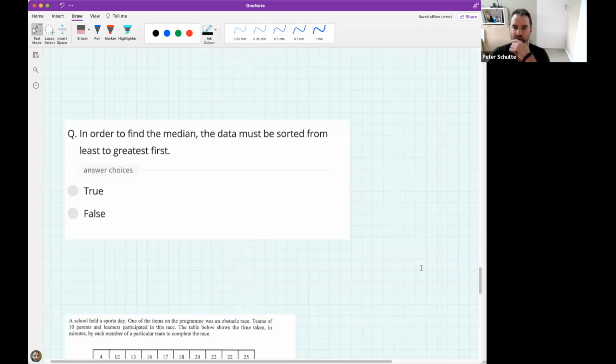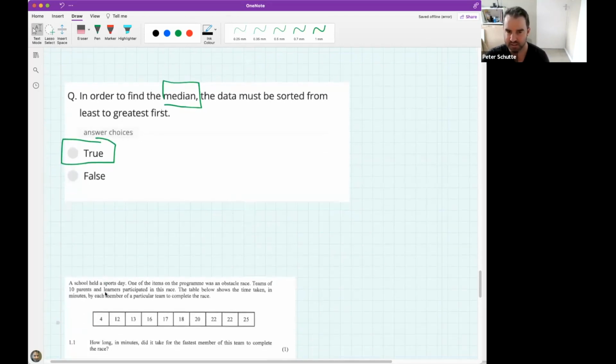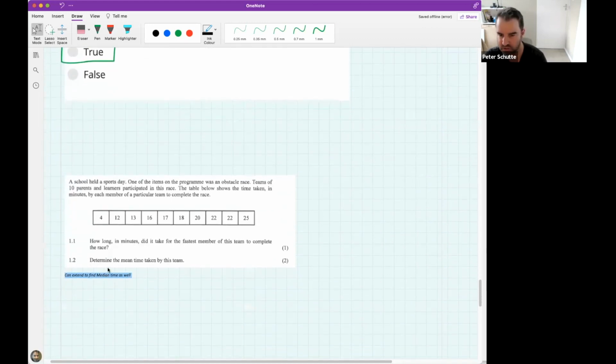What do you think the answer is going to be here? You are correct. It is true. So for the mean you don't need to sort the data, but for the median, you've got to be organized. And that's why teachers like the stem and leaf plot, because it does the organizing for you, which saves us a bit of the mess that comes if you're trying to order it. Okay, well, I think it's time for an old exam question.